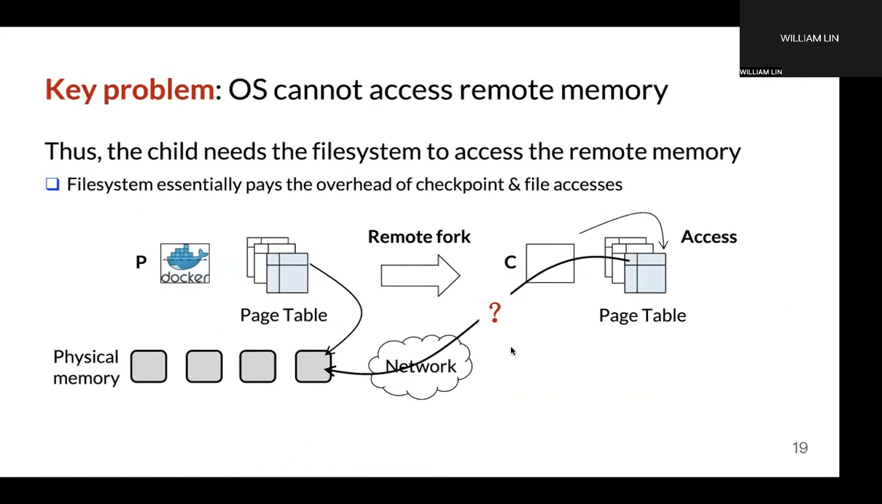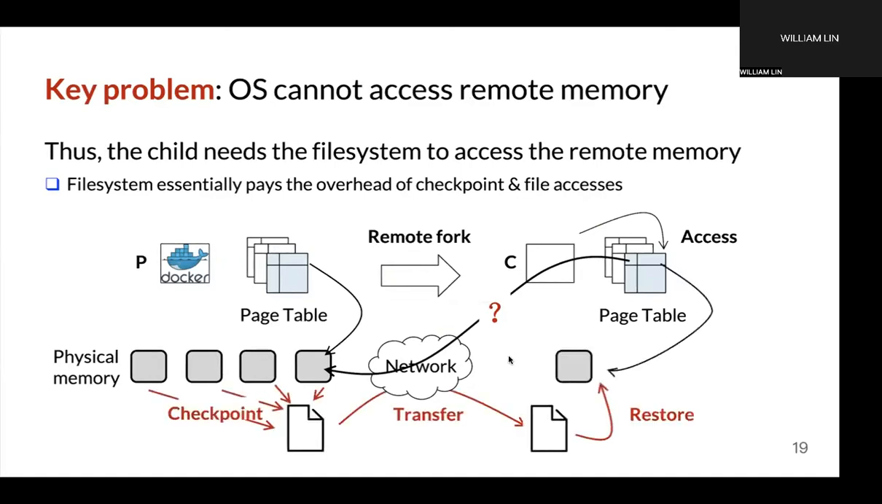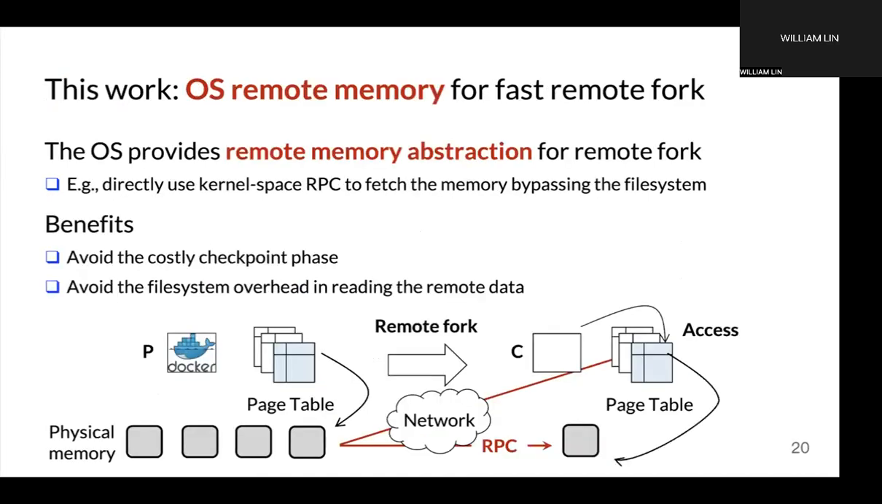So the fundamental problem we find for variants of checkpoint and restore is that the OS lacks the capability to access the parent's memory and the page table stored on another machine. Therefore, existing solutions can only store this information in a file and exchange the file across machines for remote usage. The solution of this work is now straightforward. Can we provide a memory abstraction such that the kernel can directly access the memory of a remote kernel, bypassing the file system? So the solution is viable.